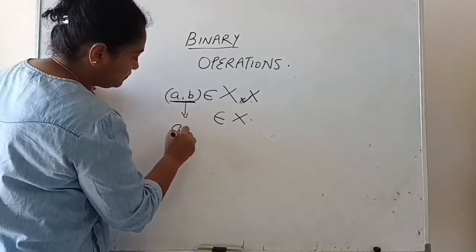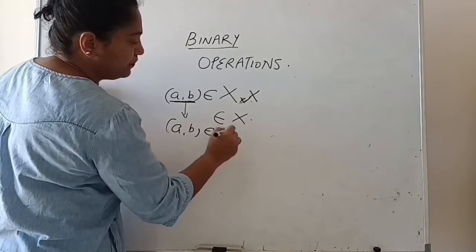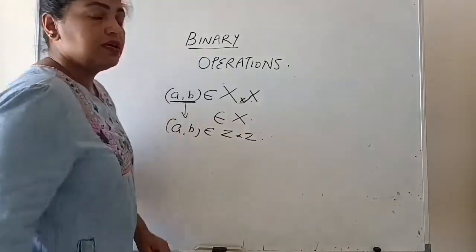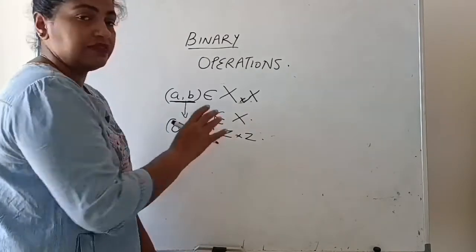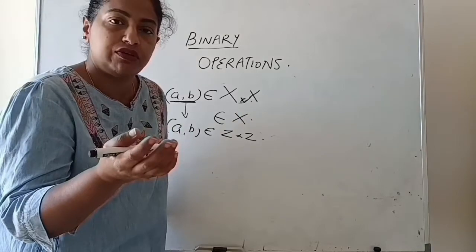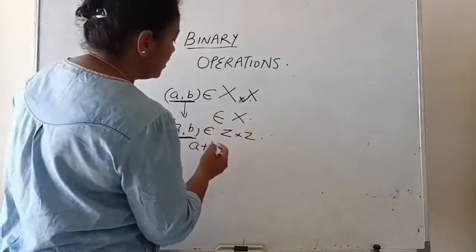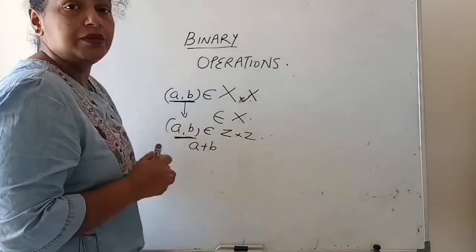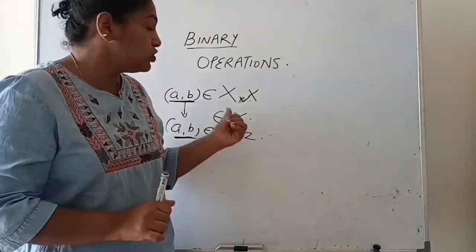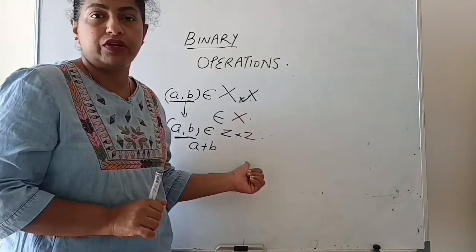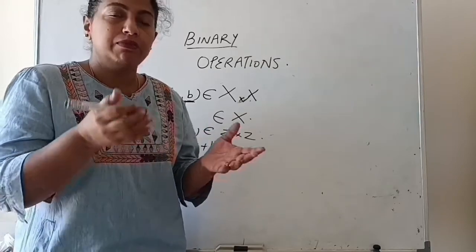And I am telling you that a and b belong to the Cartesian product of integers. So I have to understand that a belongs to integers and b belongs to integers. So the addition of a and b should give me a value or a number that should belong to integers itself. That is the condition for an operation to be binary.